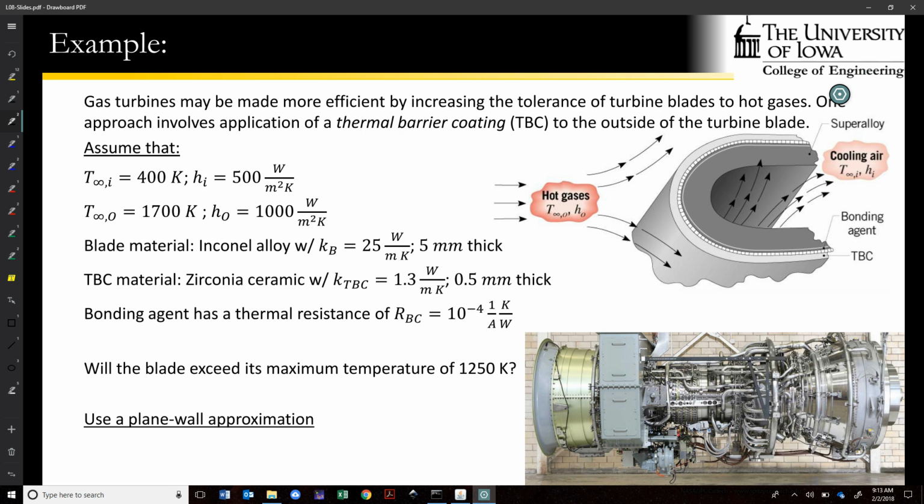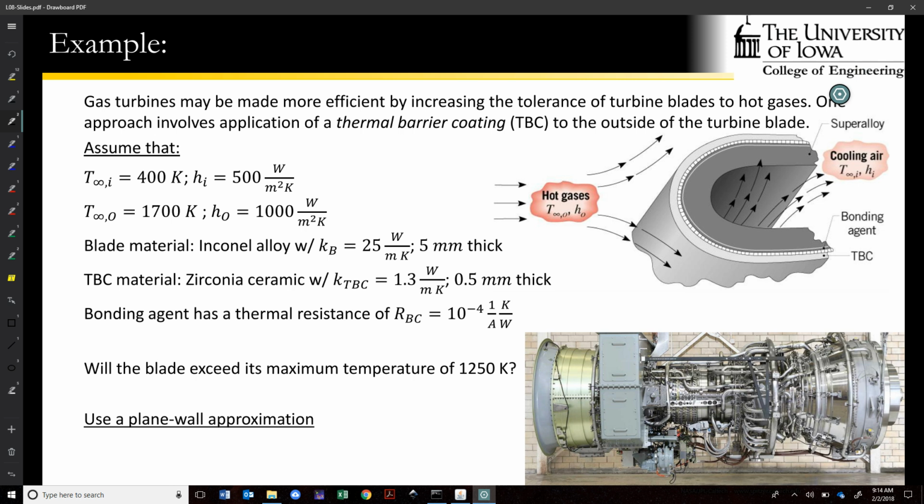So one of the approaches has been to use air cooling, where you blow cold air through the inside of the blade, as well as this thing called a thermal, what do they call it? The thermal barrier coating, of some lower conductivity material bonded to the outside to act as a heat shield. So what we're asked to do here is, we're given temperatures for the hot gas outside, the temperature for the cooler gas flowing through the inside, as well as the blade material, which is Inconel alloy, with a given thermal conductivity.